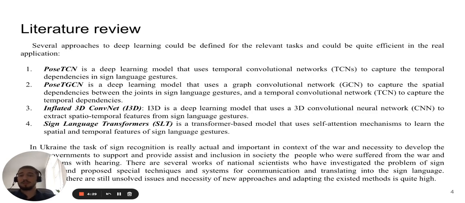The first one is Pose-TCN, that is the deep learning model that uses the temporal convolutional networks, TCNs, to capture the temporal dependencies in sign language gestures. Pose-TGCNN is a deep learning model that uses the graph convolutional networks to capture the spatial dependencies between the joints in sign language gestures, and a temporal convolutional network, TCN, to capture the temporal dependencies.